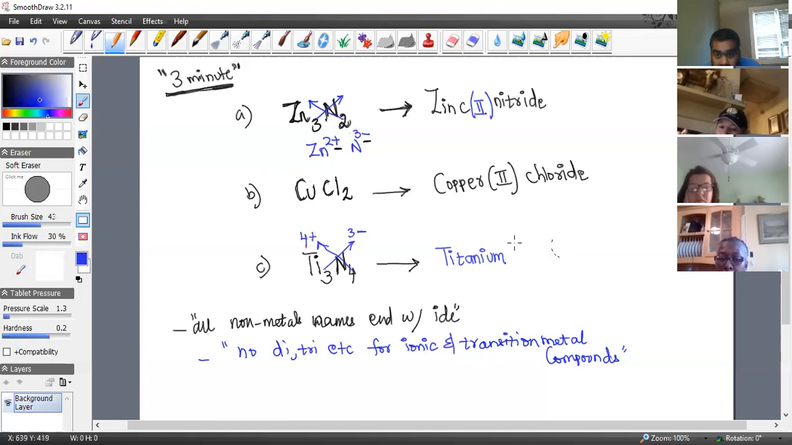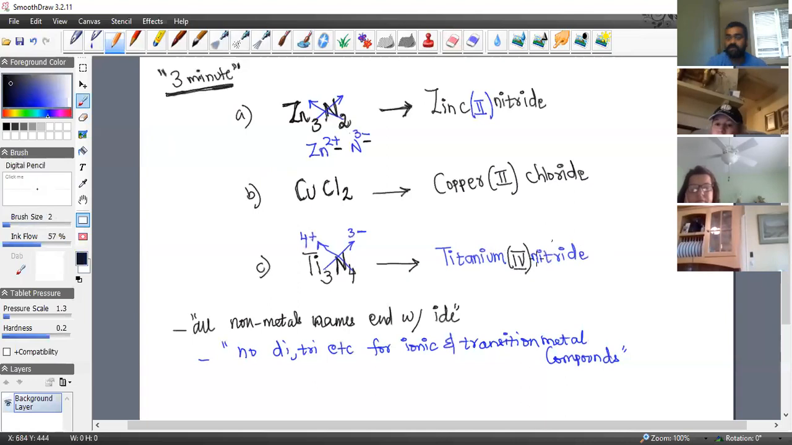But again, what the Roman numeral is depends on the positive charge on the titanium. It's 4, right? So it will be titanium 4 nitride. This is exactly how you do the first 2 questions on that homework.